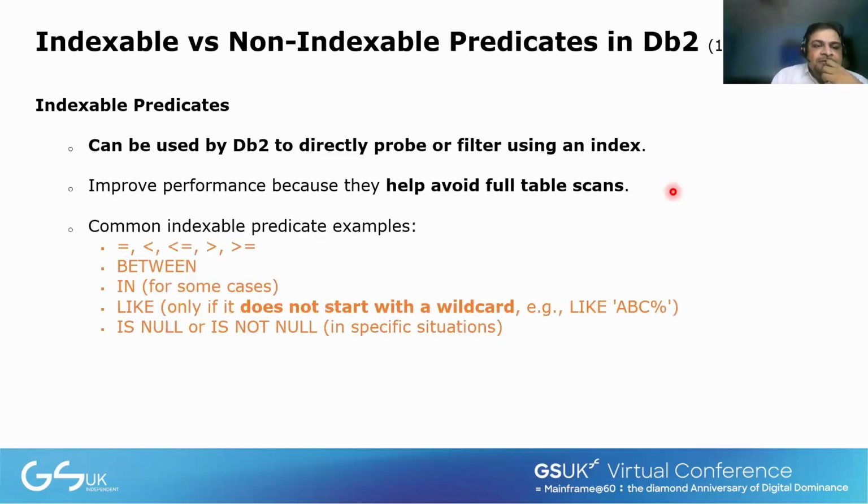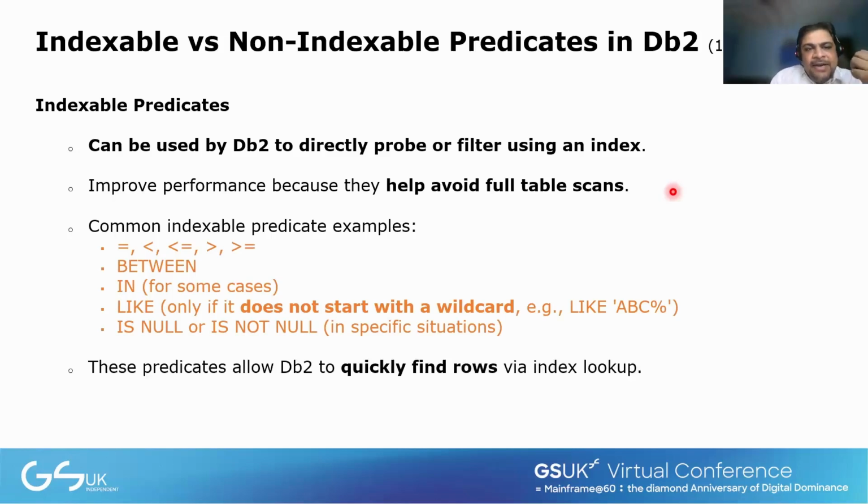These are some examples of indexable predicates: the equal predicate, less than or equal to, greater than or equal to, between predicate, in predicate, like, and all these examples are in front of you. These are just a few examples. I have an exhaustive list as well later. So if you have an index on those columns, and you're using these sort of indexable predicates in your query, it is definitely going to find the rows pretty quickly. It's going to be a faster query.